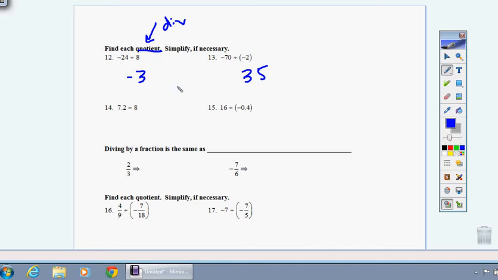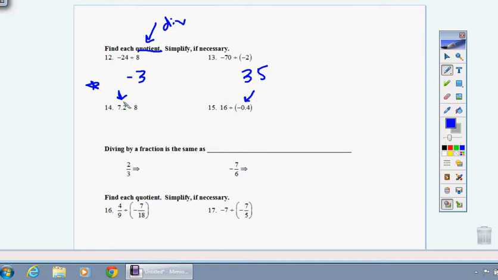Now, I want you to pay very close attention to both number 14 and 15, because how we solve 14 and 15 greatly depends on where the number with the decimal is. If I'm doing 7.2 divided by 8, how I move the decimal is going to be a little different than if I do 16 divided by 0.4. Here the decimal is our first number. Here the decimal is the second number. And how you do the problem is a little bit different for each one.